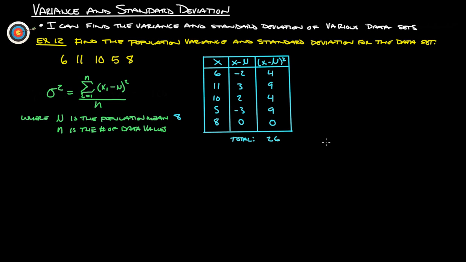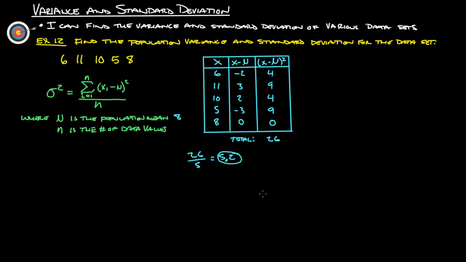Okay. And then our last step here says we take this, so that's what we've just done. We took the difference for each one right here, and then we squared it, which is this right here. And it's the sum of all those. That's the 26. And now we're going to divide it by n, the number of data values. So then we would just take this 26 and divide it by 5. And that's going to give us what? 5.2 is going to be our population variance.